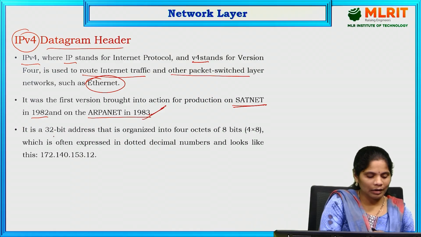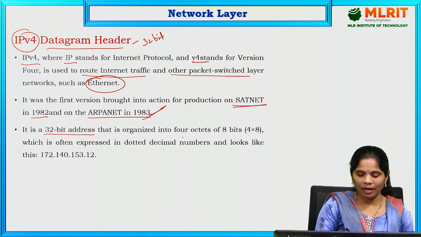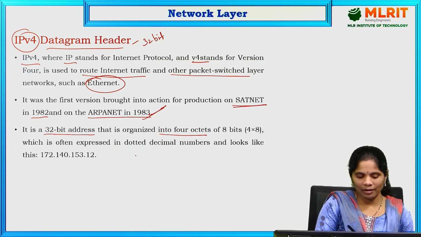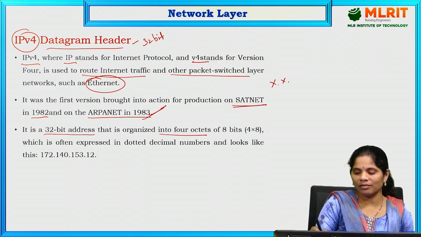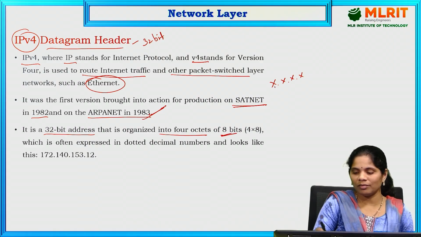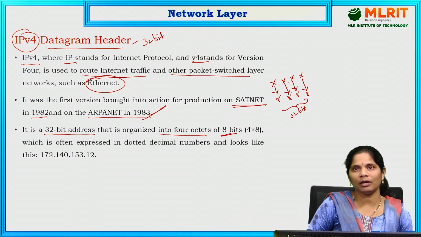IPv4 has a 32-bit address, organized into 4 octets. In the previous class we already discussed how many octets there are: 4 octets, x dot x dot x dot x. Each octet has 8 bits, so this is 8, this is 8, this is 8, and this is 8. In total, 4 octets with 8 bits each make 32 bits. 4 into 8 is 32.